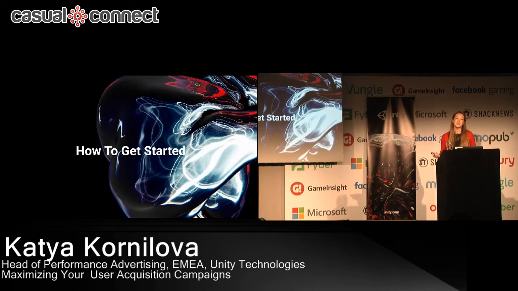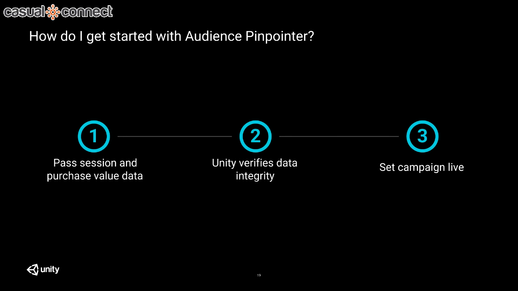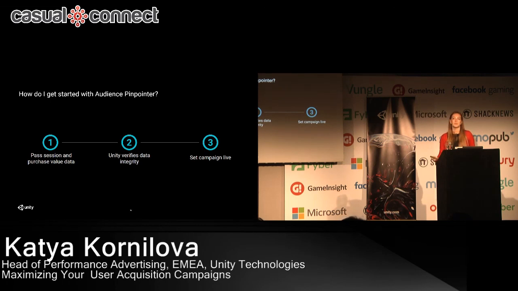Finally, as I'm sure you're all excited to start these campaigns, there are 3 easy steps to actually start the campaigns. First of all, you need to start passing us the session and purchase data. It's quite straightforward with any third-party tracking provider. It's normally just a tick box, so it's very easy. We'll then be able to verify on our end that we're getting the data in the correct format, and then we can set the campaigns live.